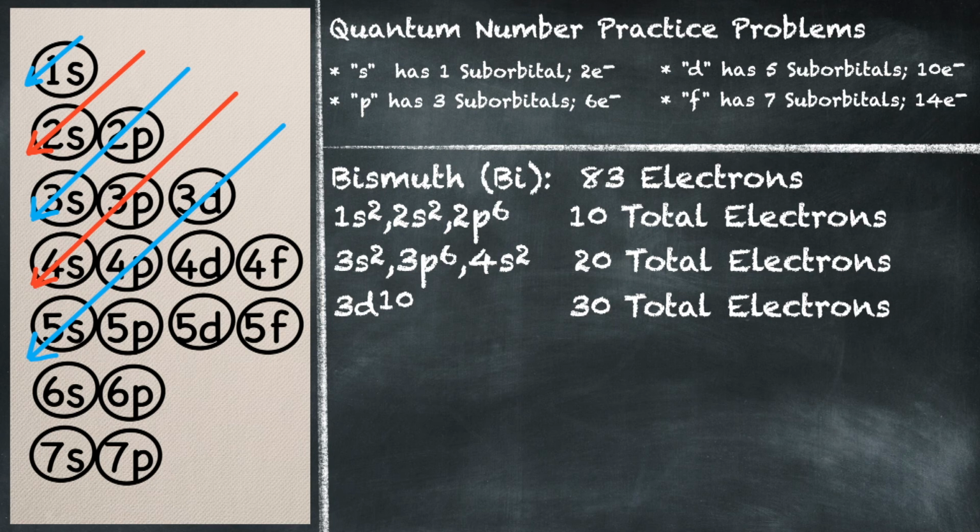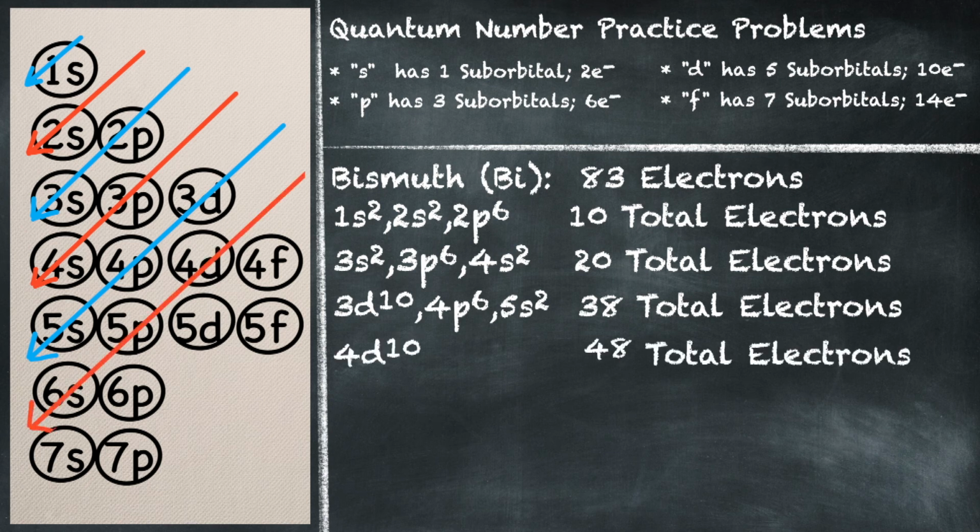And now let's work our way up some more. Okay, so we're at 3d10. Now we go down to 4p6. That's 36 electrons. Then we go down to 5s, fully filled up. That's going to be 5s2 for 38 electrons. And then 4d10 for 48 electrons. You can go ahead and look back at our last one to see where we got all those electrons.